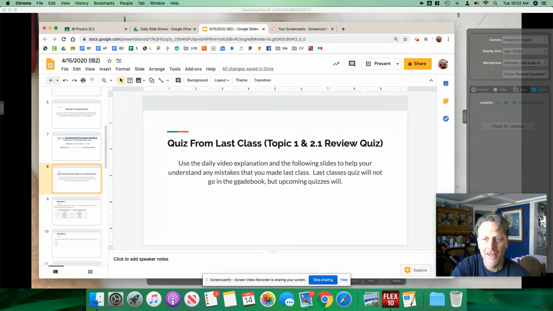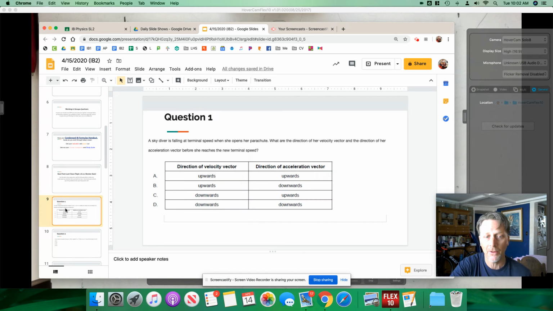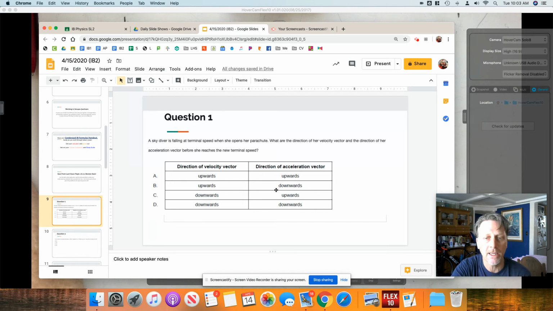Last class, we had a quiz, and I just want to go over that quiz really quick with you. First question was asking about a skydiver. One of the things to note in this question is that as the skydiver pulls the parachute, they went from a really high speed to a lower speed. So their acceleration vector is upwards, and the velocity vector is still downwards. They are still moving downwards. So the correct answer for this one was C.